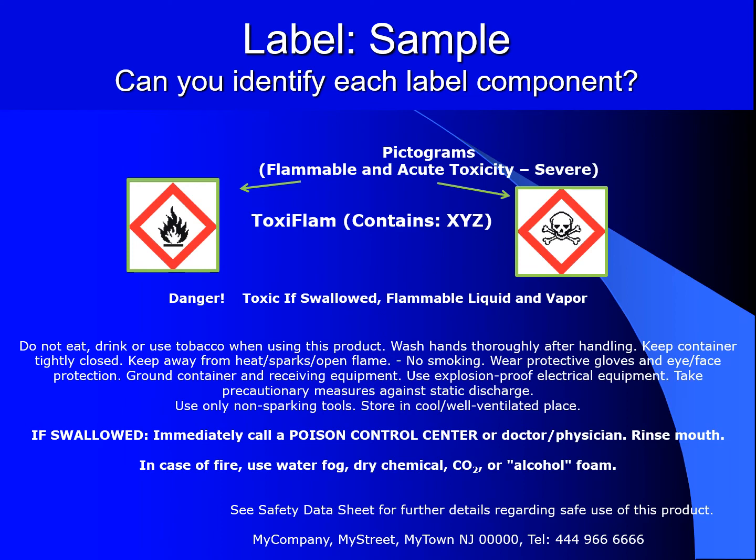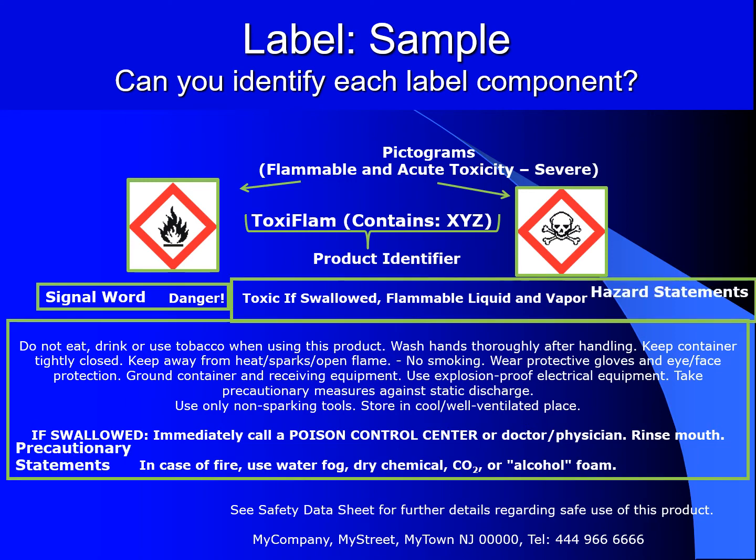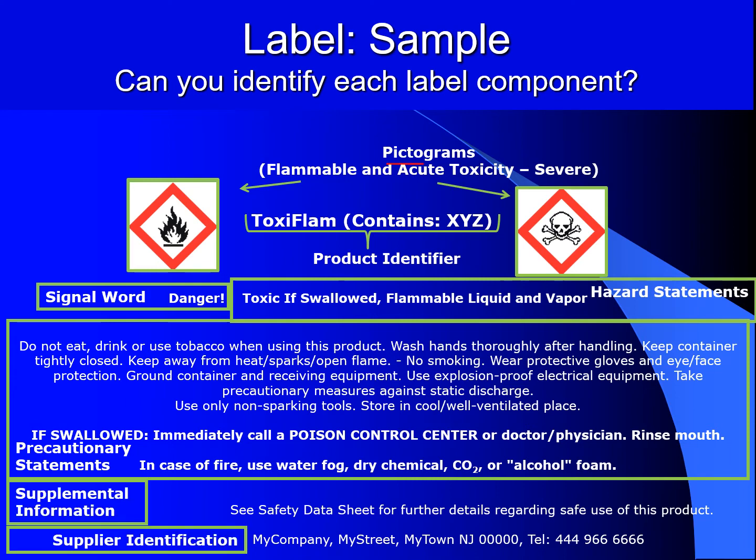Sample label. And we'll go through this. Can you identify each label component? So here identifies all the different types of labels that we may have. So we have the pictogram labels here, either side. So we have a severe, flammable, and acute toxicity. The signal word here is danger.